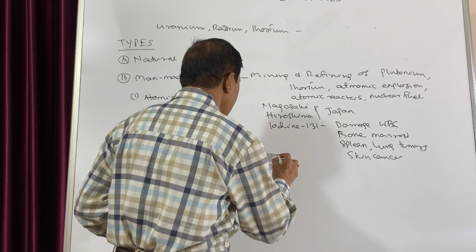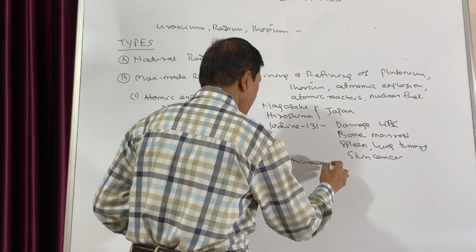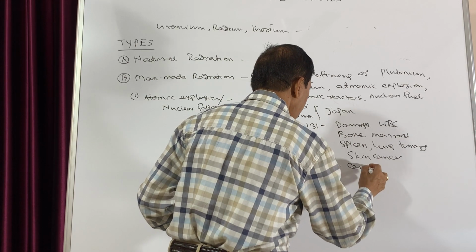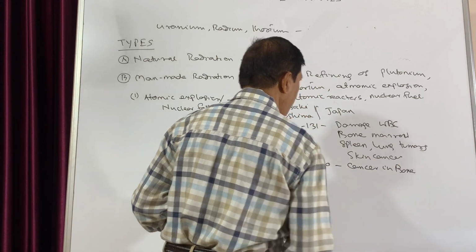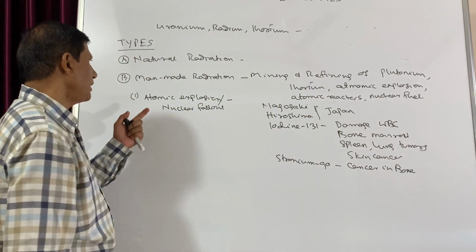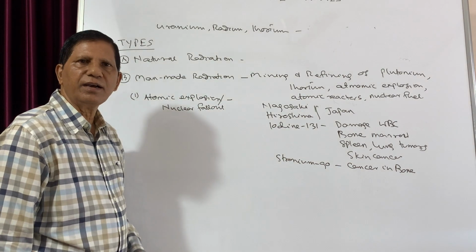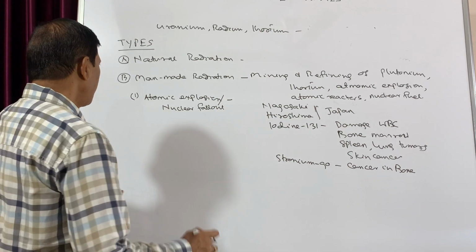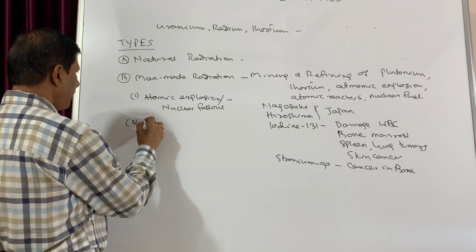Similarly, in the case of strontium 90, it mostly causes cancer in bone. So this is the example of atomic explosion and the harm caused by these substances. Now let us take the second case. The second is atomic reactors.